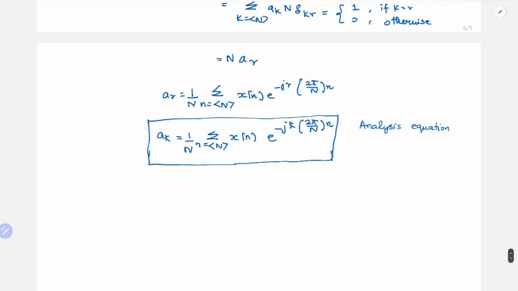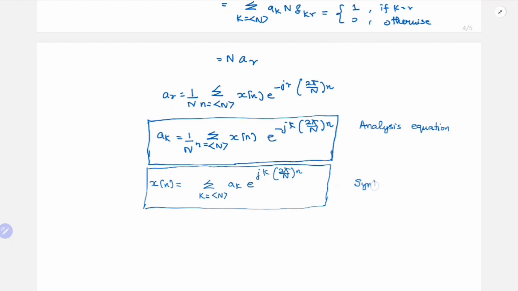And we had the original Fourier series equation, right? So x[n] is summation over k of a_k e^(jk 2π/N n). So this is my synthesis equation. This we already know, because we are synthesizing x[n] using a_k, and here we are analyzing the a_k, which is nothing but the Fourier series coefficient. So a_k is also called the Fourier series coefficient.